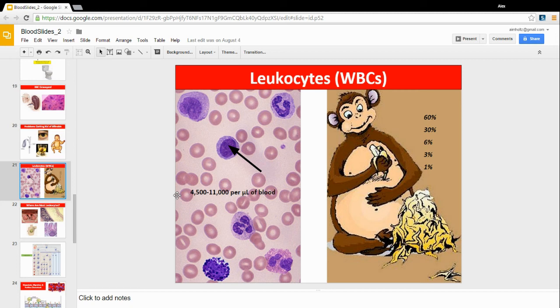Now, maybe you have, maybe you haven't done this yet, but there are 5 basic types of white blood cells. There are neutrophils, eosinophils, basophils, lymphocytes, and monocytes.